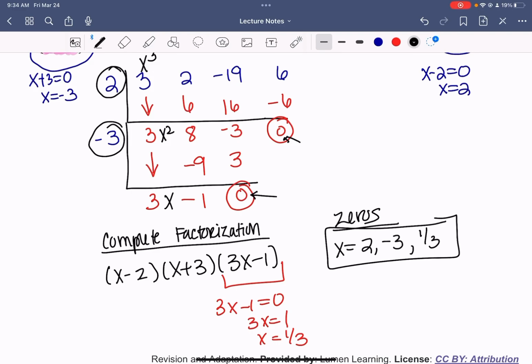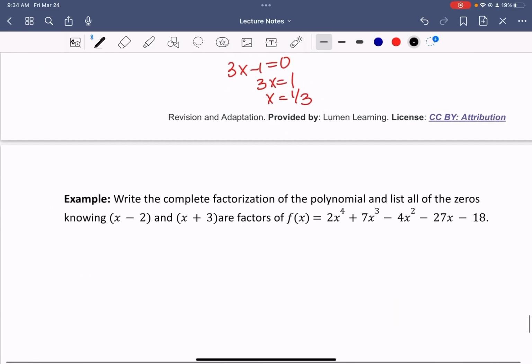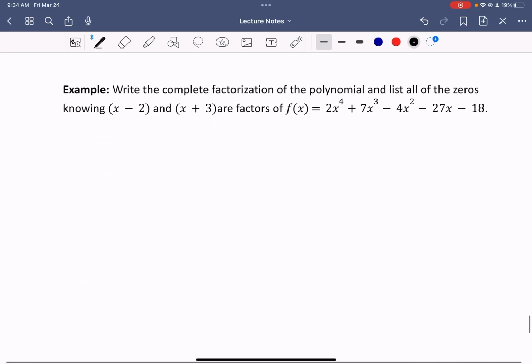And so you can see synthetic division really helped us out in working through this. I want to do one more example, and I want to amp it up a little bit and go to a higher order. So it says, write the complete factorization of the polynomial and list all the zeros, knowing x minus 2 and x plus 3 are factors.